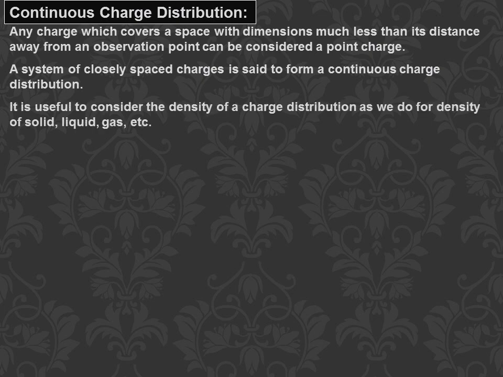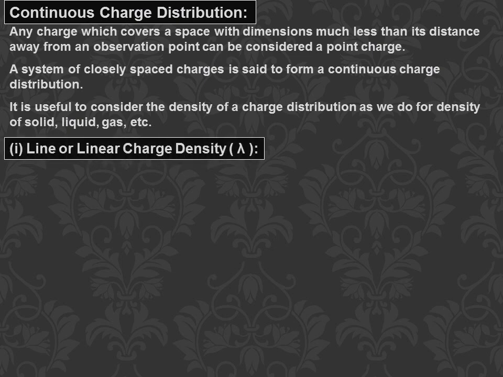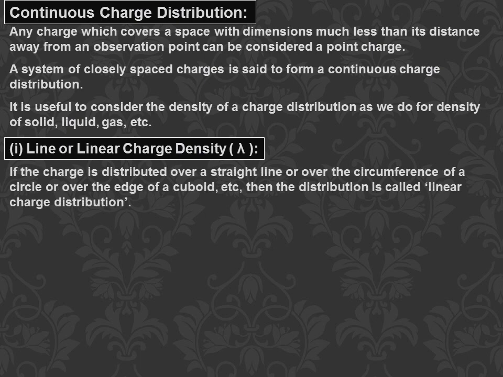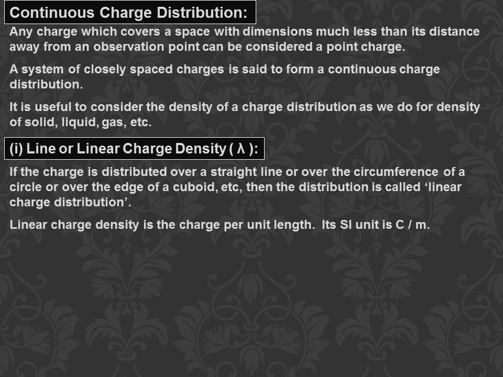It is useful to consider the density of charge distribution as we do for density of solid, liquid, gas. First one is line or linear charge density, which is denoted by lambda. If the charge is distributed over a straight line, then such type of charge distribution is called linear charge distribution. Linear charge density is the charge per unit length. Its SI unit is coulomb per meter.